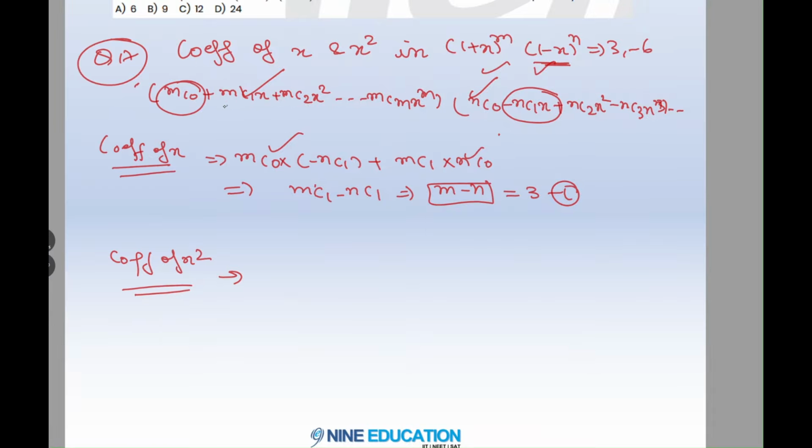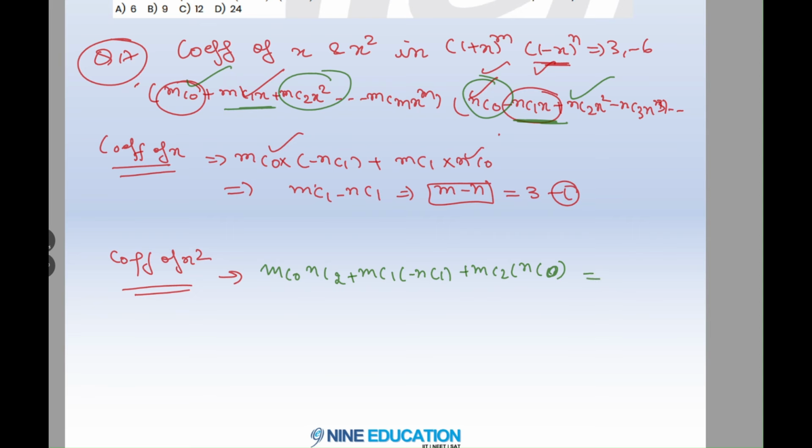For the coefficient of x square, clearly from the question, we need to multiply mC0 by nC2 x square, mC1 x by minus nC1 x, and mC2 x square by nC0 to get the coefficient of x square. So the coefficient of x square is mC0 into nC2 plus mC1 into minus nC1 plus mC2 into nC0, and this coefficient is minus 6. nC2 is n into (n minus 1) by 2. mC1 is m, mC2 is m into (m minus 1) by 2.